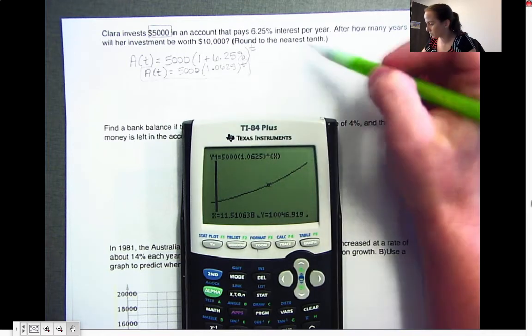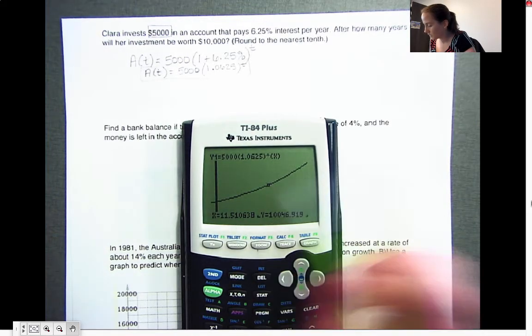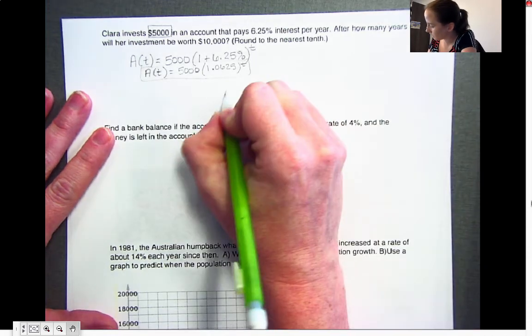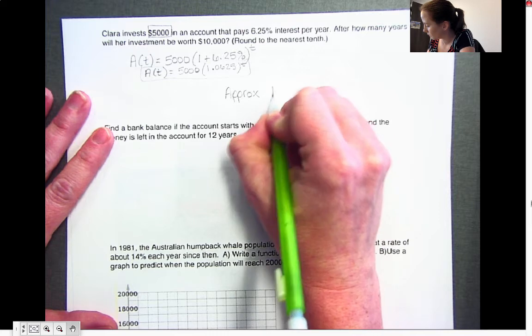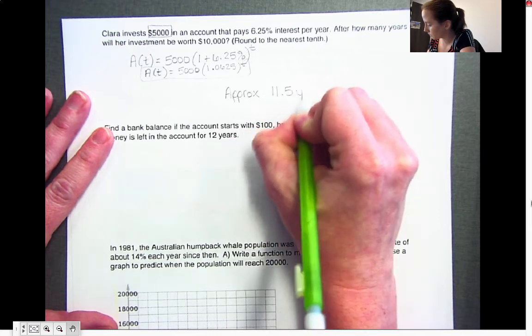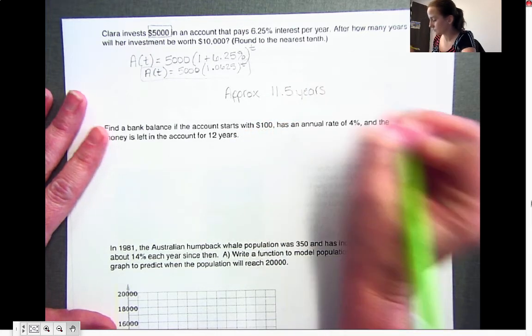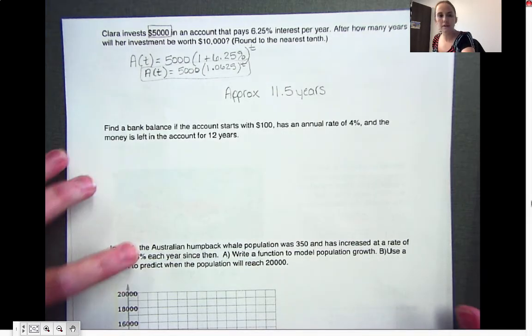It says round to the nearest tenth, so I'm going to keep the 5. So approximately 11.5 years. Okay. All right, next one.